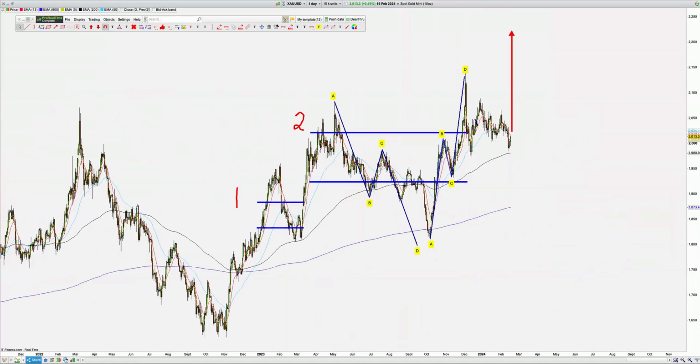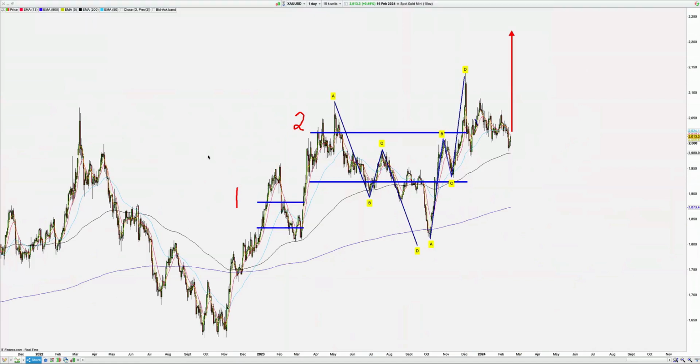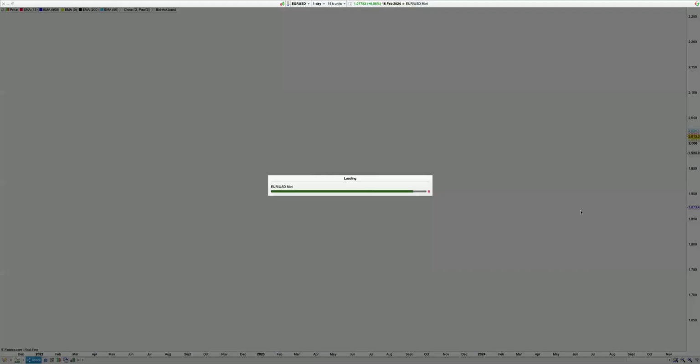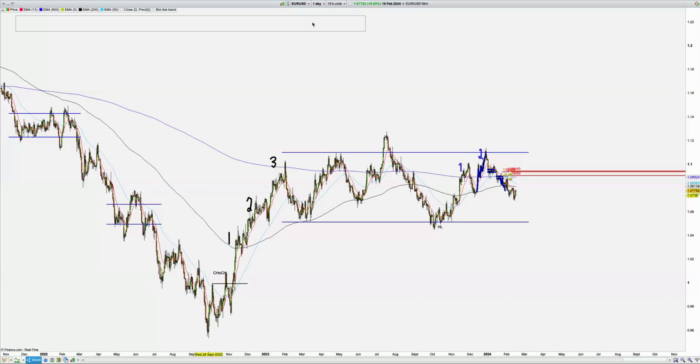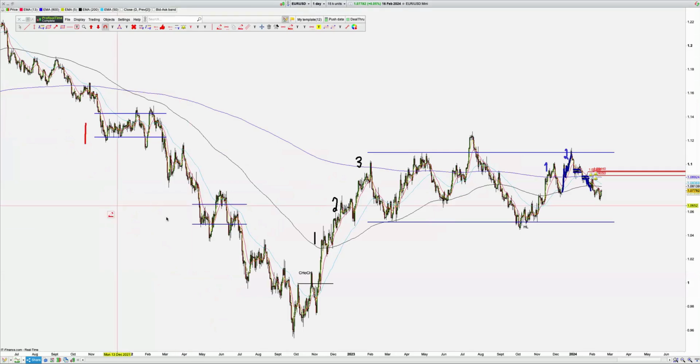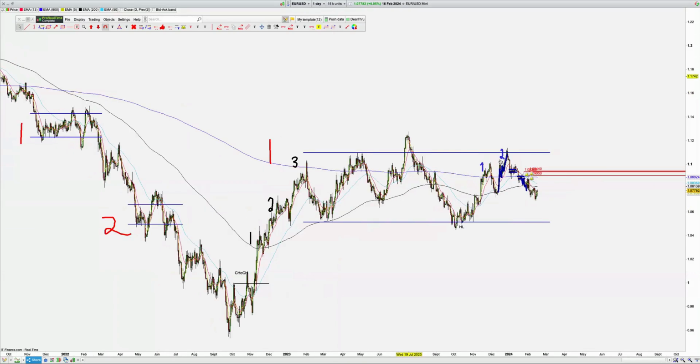Euro USD. Euro USD, we're in the first zone higher. GBP USD, expect higher prices. 3 and 1. Middle of the zone. We took a long on it last week or the week before. I think we got 50, 60 pips. There's better things out there, I think.